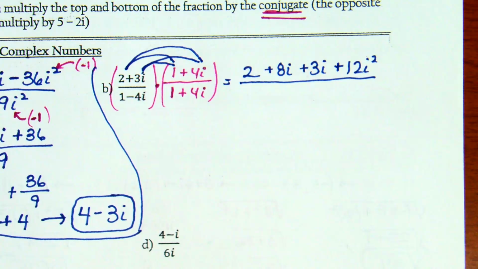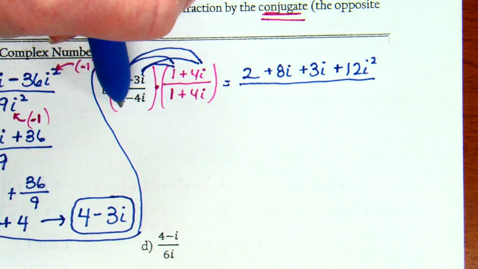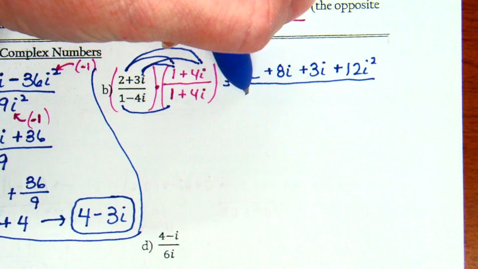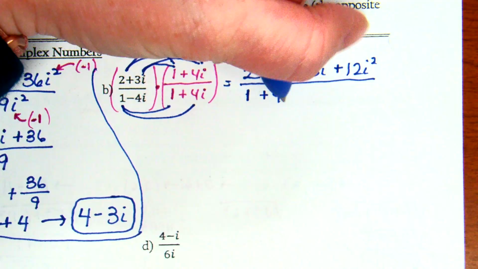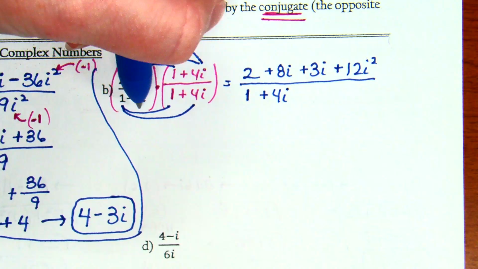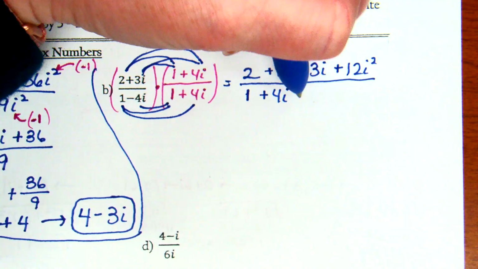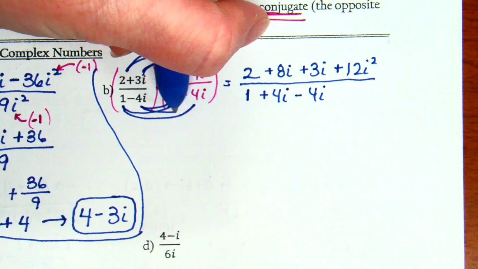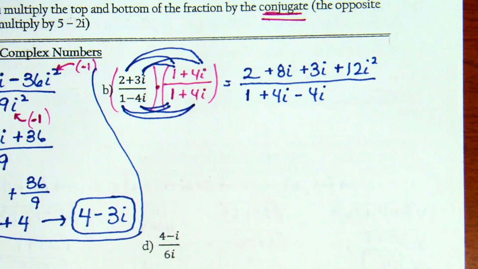FOIL your denominators. Good news is, since they're conjugates, we'll see something happen with those middle terms. So first, 1 times 1? 1. Outsides, 1 times 4i plus 4i. Insides, minus 4i times 1, minus 4i. And last, minus 4i times positive 4i. Minus 16i squared.